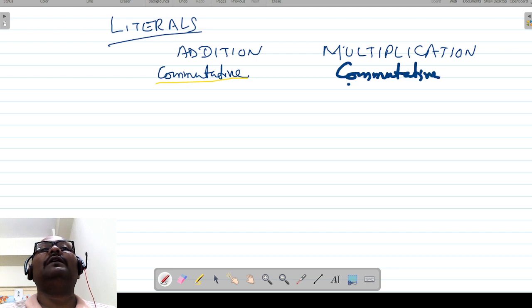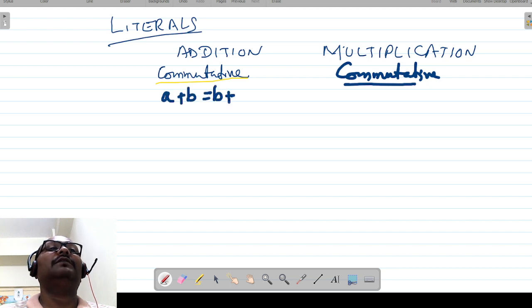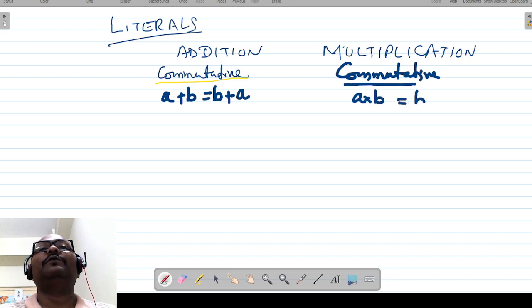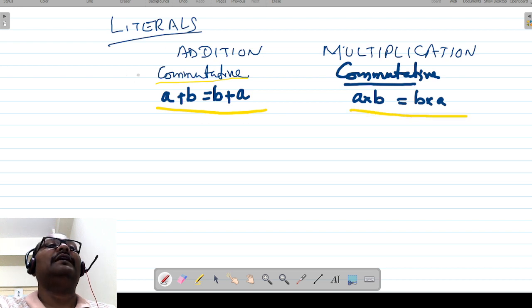What is that? For addition, when a plus b is there, the value will be the same as b plus a. Similarly, in multiplication, a into b equals b into a. This will be followed. So they are commutative for addition and commutative for multiplication.